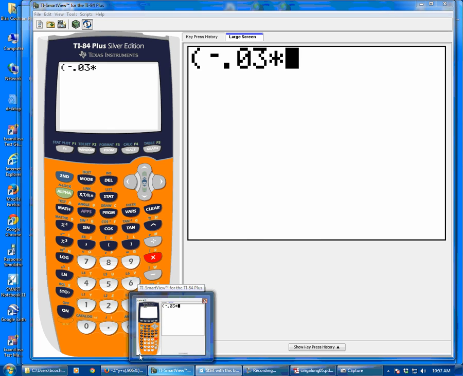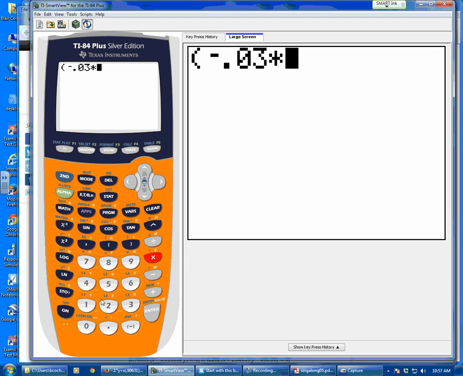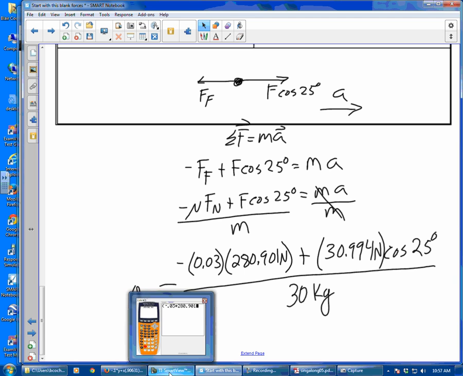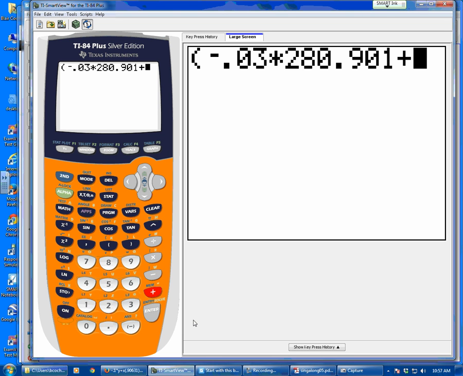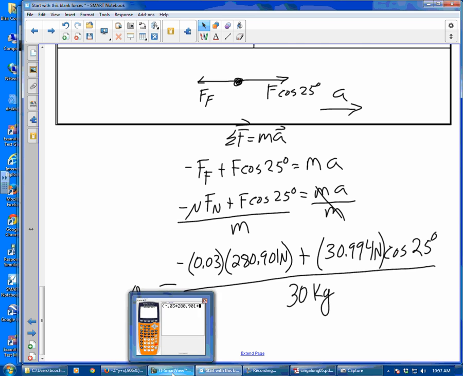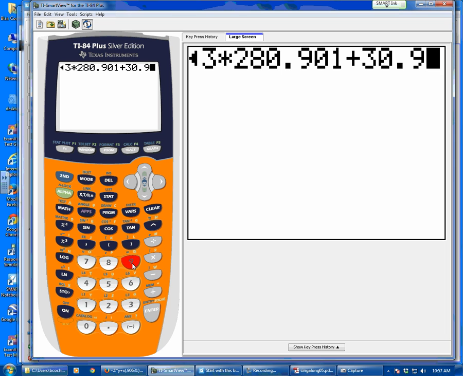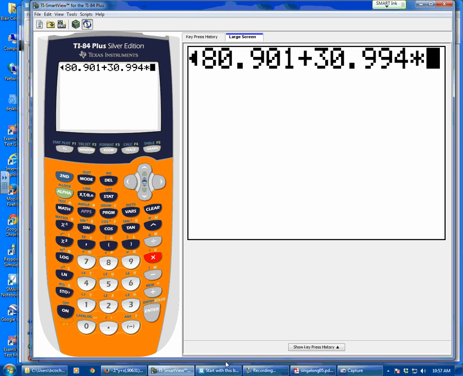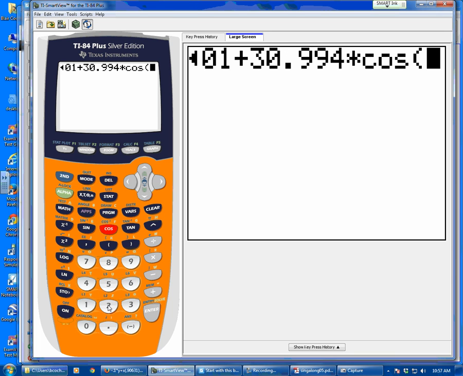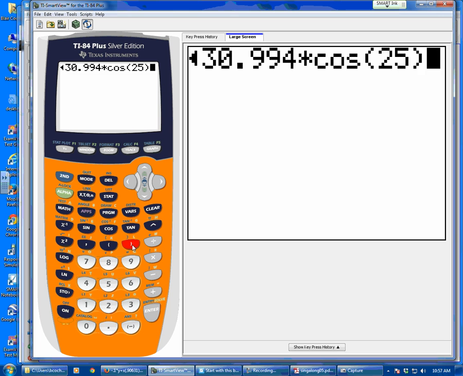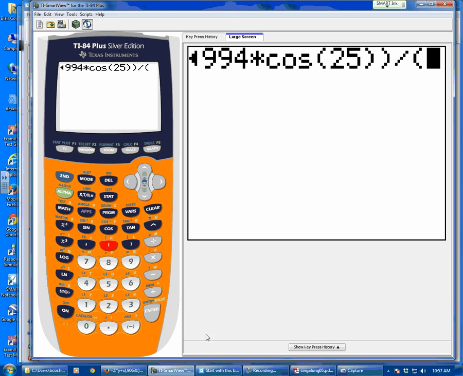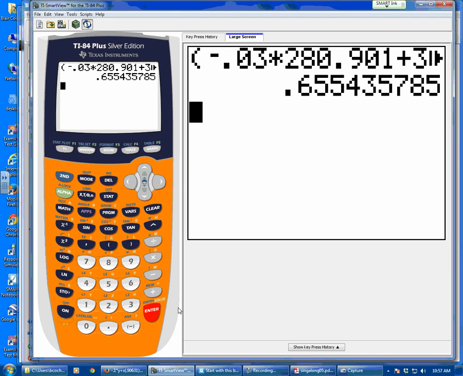Good. Check your order of operation. That seems to be a lot of people's problems. Yep, it's not going to be large. I get 0.6554. See if that's right.